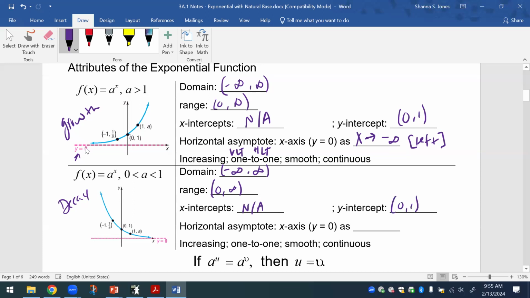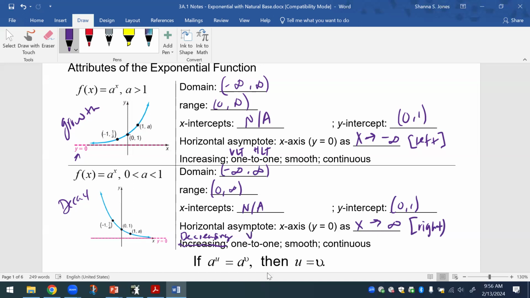Horizontal asymptote still exists, except now it's from where? When I'm heading in what direction? To the right. So as x goes to positive infinity. So as I'm heading to the right is when I'm going to feel the effects of that boundary line. Okay? Again, your teacher, she just copied and pasted the box and forgot to change increasing to decreasing. Okay? It is still 1 to 1.